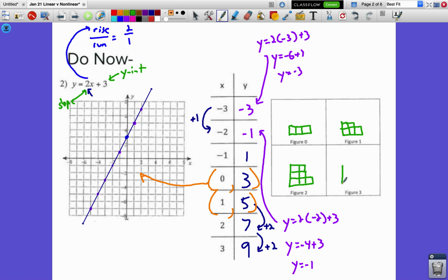And then figure 3, I got to redraw figure 2. And then add 2 more blocks on top. Not my best 2 blocks ever. Let's redo that.